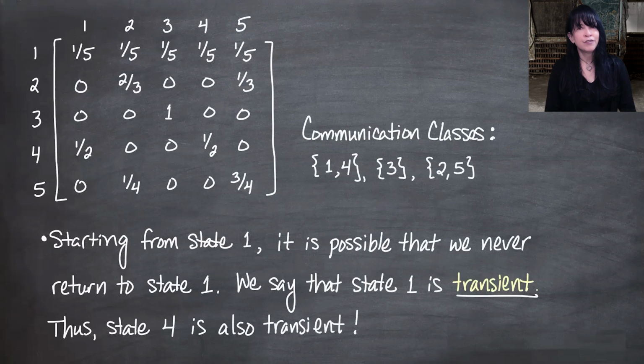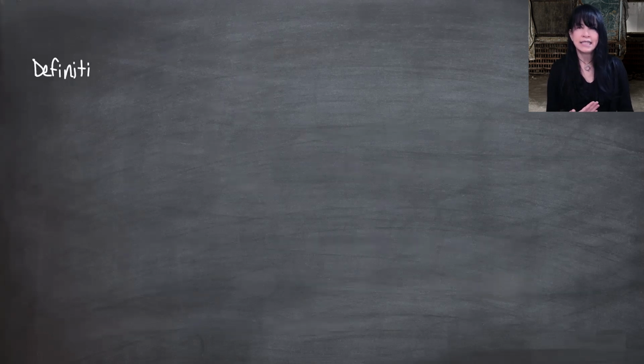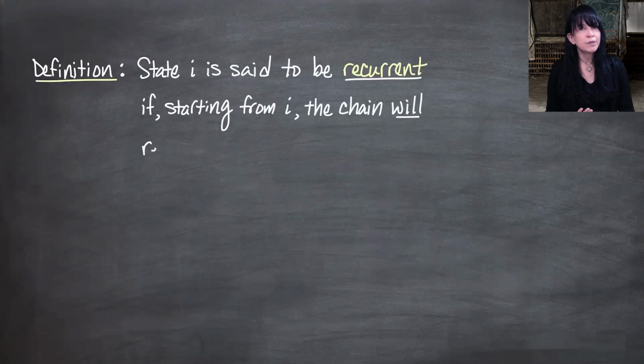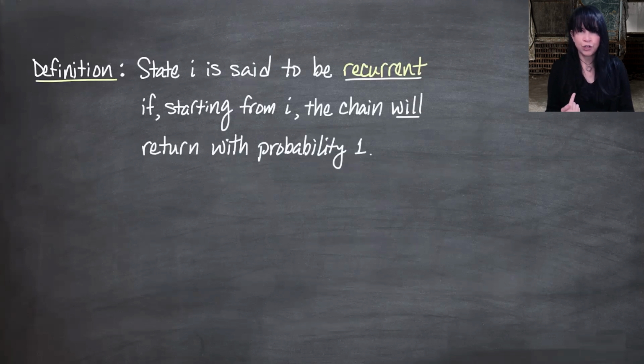I have a definition for you. We just defined transience in the middle of an example, but a state i is said to be recurrent if starting from state i, the chain will return with probability 1. And this is actually not always said, but what is meant here is that it will return in finite time with probability 1, although there's no upper bound on the time. So it may take a really, really, really long time.